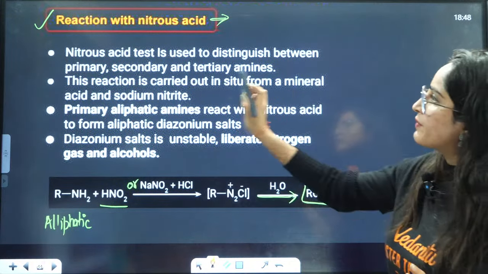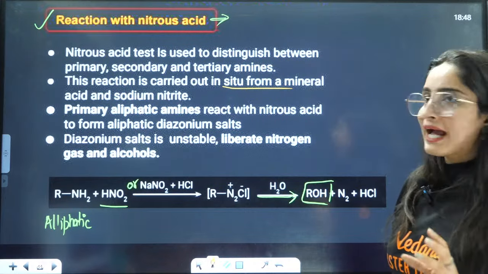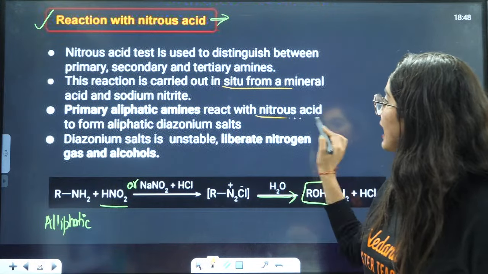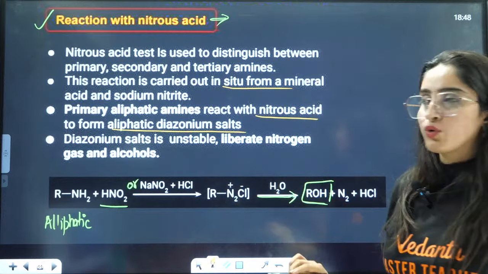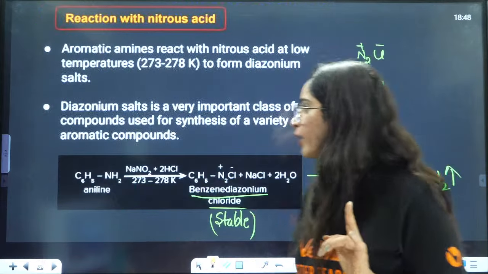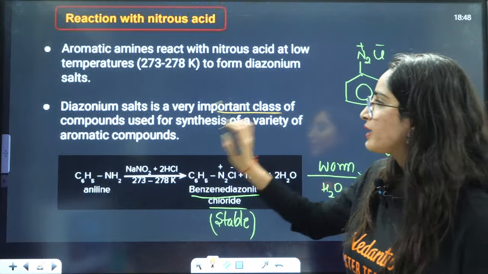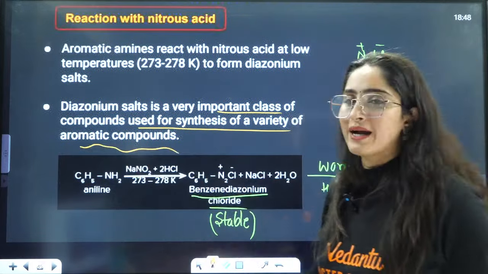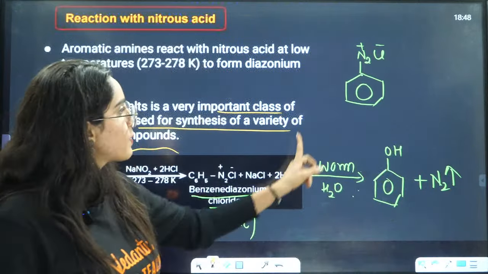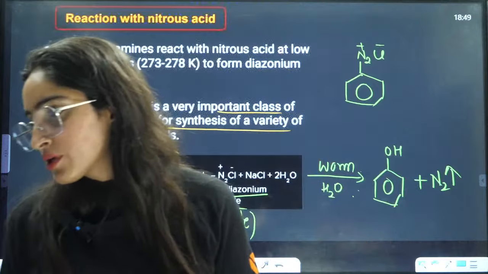Nitrous acid test to distinguish between primary, secondary, tertiary amines. This reaction is carried out in situ from mineral acid and sodium nitrite. That means we combine NaNO2 and HCl. Primary aliphatic amines react with nitrous acid to form an aliphatic diazonium salt, which is unstable and liberates nitrogen gas and alcohols. This is a very important point. But the diazonium salt formed here is a very important class of compound used in synthesis of a variety of aromatic compounds, and it is still stable. We can have a lot of different reactions from this one. But if we want phenol, then we have to warm it. Only then will it give you phenol plus nitrogen gas.